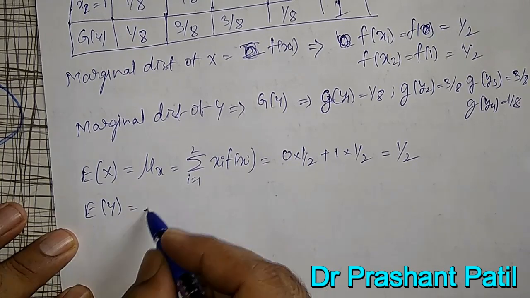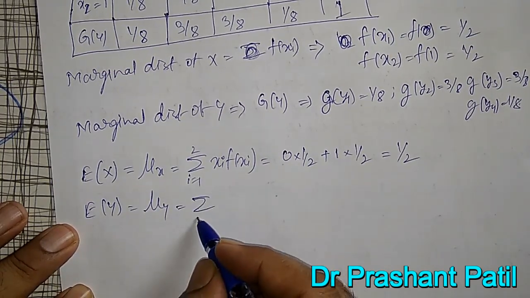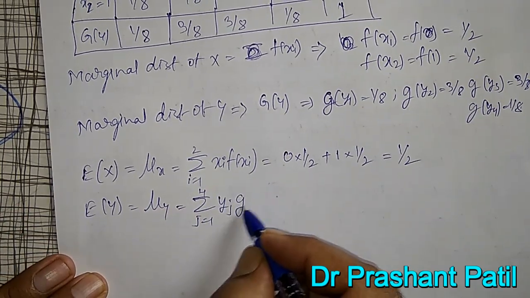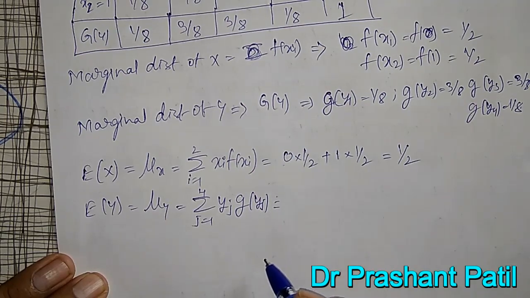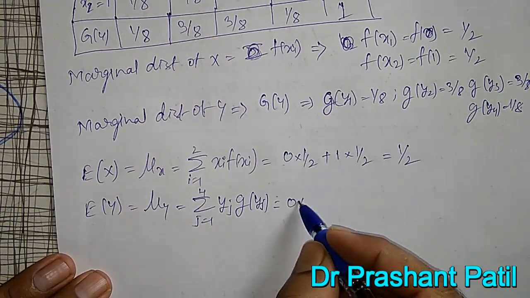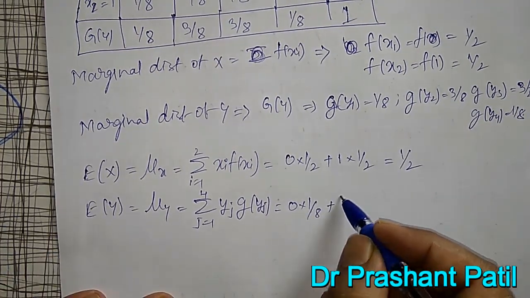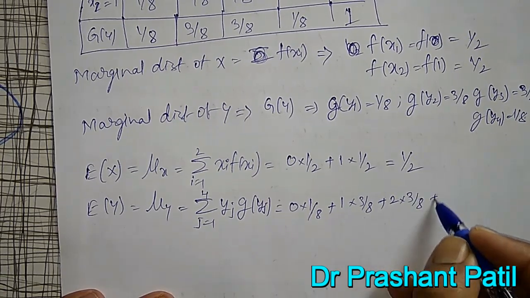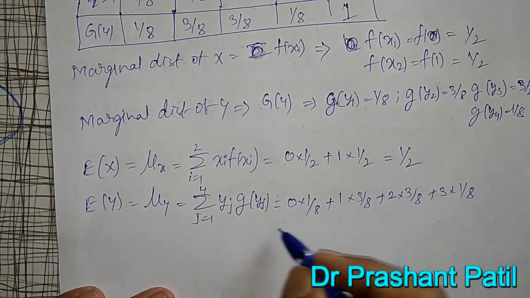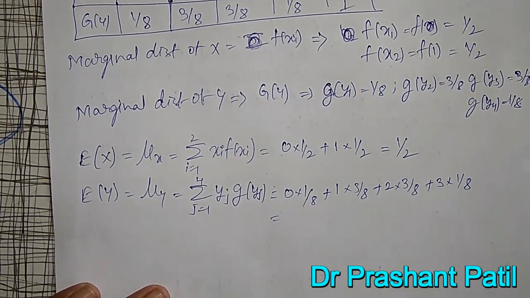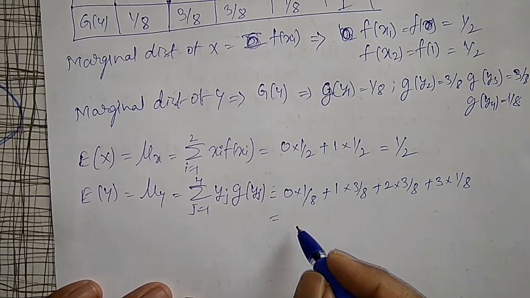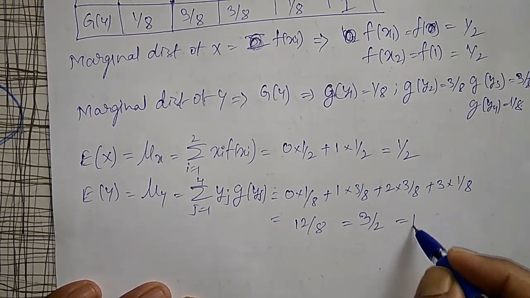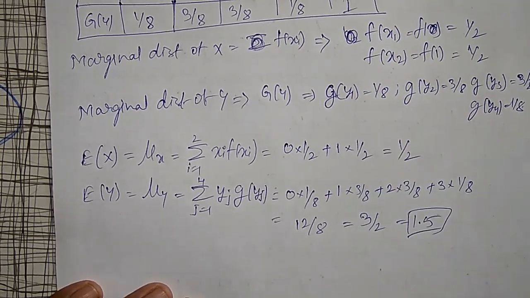Expectation of y, mu of y, is equal to summation j equal to 1 to 4 of yj into g of yj. Okay, 0 into 1 by 8 plus 1 into 3 by 8 plus 2 into 3 by 8 plus 3 into 1 by 8. If you simplify this, I am going to get 12 by 8, 12 divided by 8, or 3 by 2, that is 1.5, is the expectation.